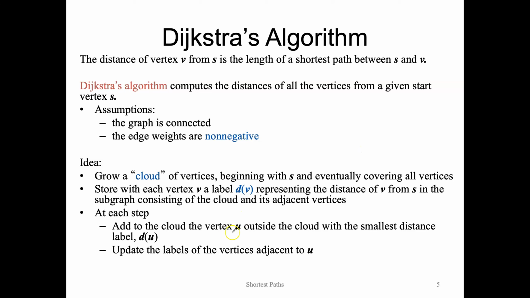When a vertex u is added to the cloud, all edges incident on u are relaxed. This edge relaxation step can update the distance labels for vertices adjacent to u based on whether a path traveling through vertex u gives a shorter path to an adjacent vertex.